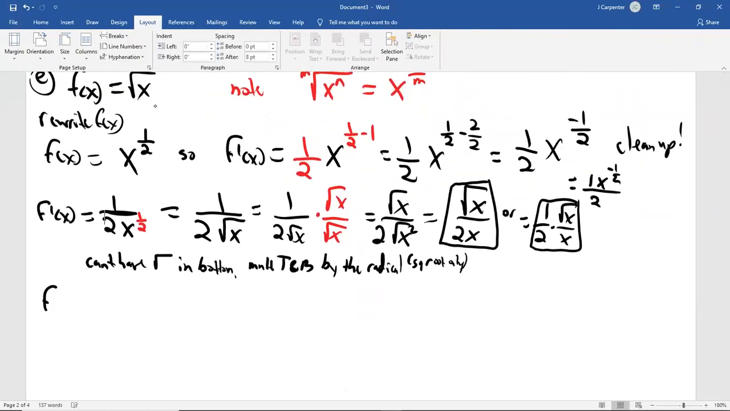So f prime of x with the notations. I like the first one better personally, is square root of x over 2x, or df dx is the square root of x over 2x.